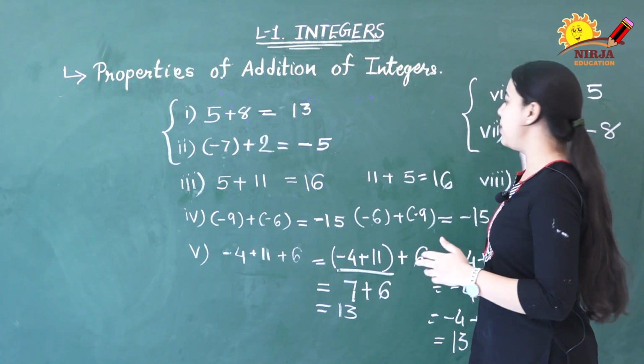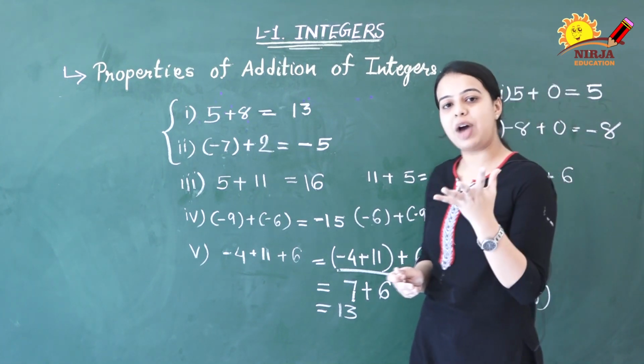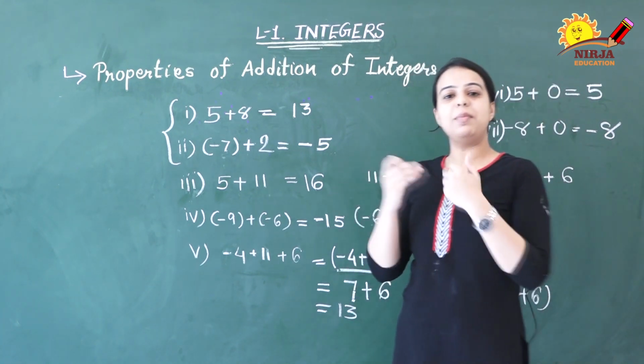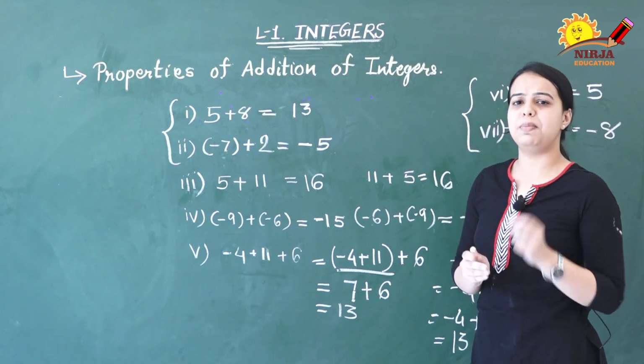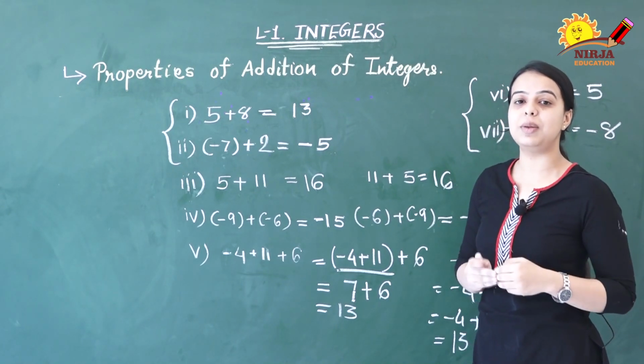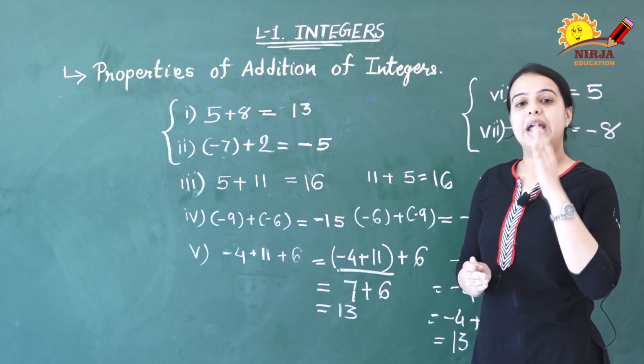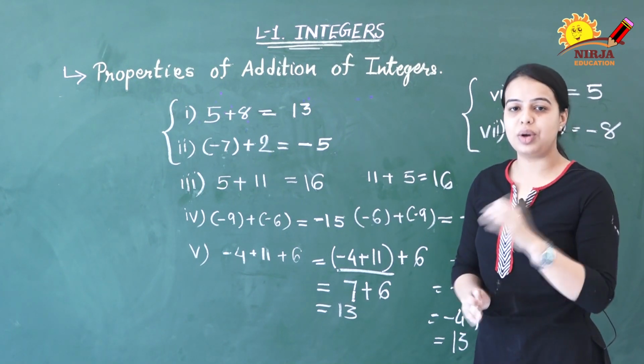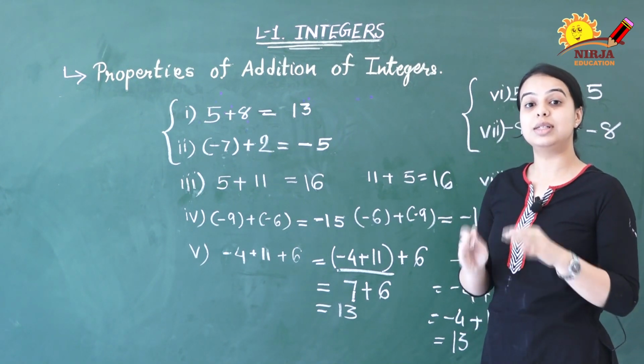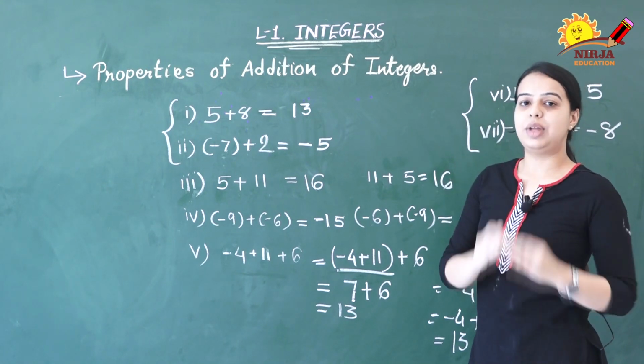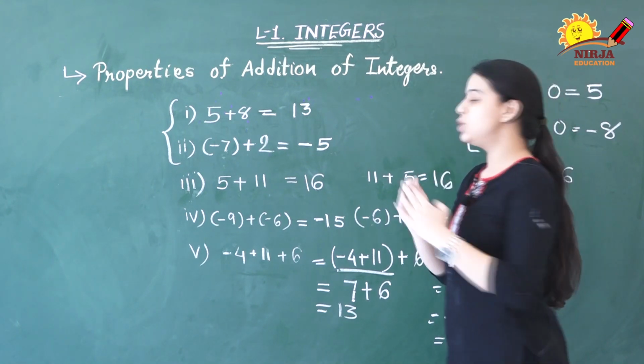Here I have taken 5 plus 0 and the result will be 5, which is a positive integer. If I am taking a negative integer, minus 11, minus 11 plus 0 also the result will be minus 11. So whenever we are going to add 0 to any kind of integer, the result will be the number itself, that integer itself. Let's move ahead.